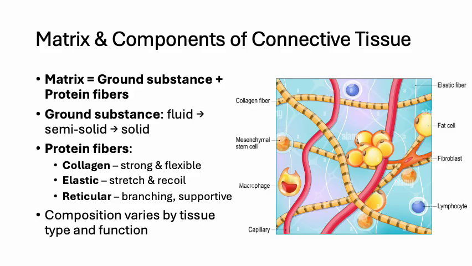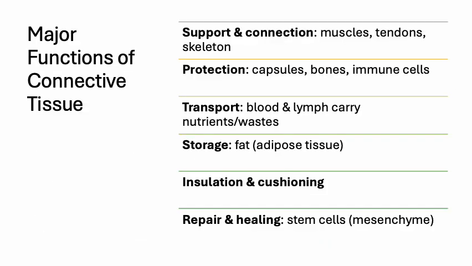The defining feature of connective tissue is a matrix which is made up of ground substance and protein fibers. The ground substance can range from fluid to semi-solid to solid depending on the tissue. Embedded within it are protein fibers, including collagen fibers that provide strength and flexibility, elastic fibers that allow stretch and recoil, and reticular fibers that form the supportive network. The specific combination of ground substance and fibers gives each connective tissue a unique property.